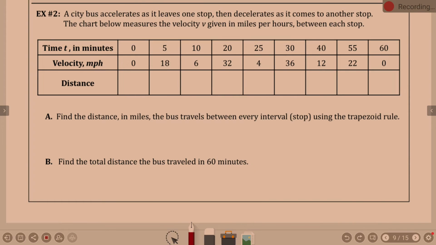And notice that time is measured in what? Minutes. Are you noticing a disconnect here? It's kind of annoying, but we're going to have to deal with it, aren't we? That here we have miles per hour, and here we have minutes. Going to make you think, going to make you work here. And then we have a velocity, and that velocity is given in miles per hour. Okay, so probably the first thing we're really going to need to do is to fill in the chart, because A asks us to find the distance in miles the bus travels between every interval stop using the trapezoidal rule.